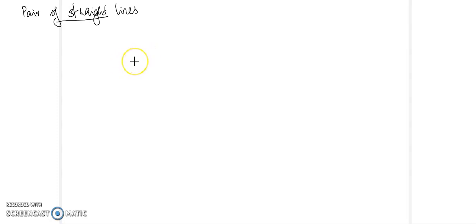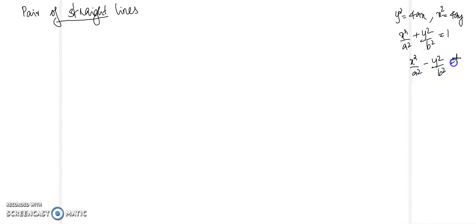Good morning all. So in today's class we will look at the equation of pair of straight lines. We have seen the parabola, which is in the form y square equal to 4ax or x square equal to 4ay. Then when you took the ellipse, that is x square by a square plus y square by b square equal to 1. Then x square by a square minus y square by b square equal to 1. That is a hyperbola. So here you are having second degree equations in all these cases.